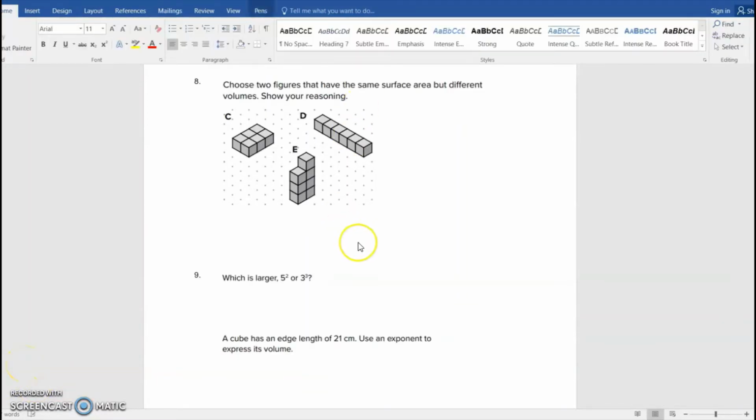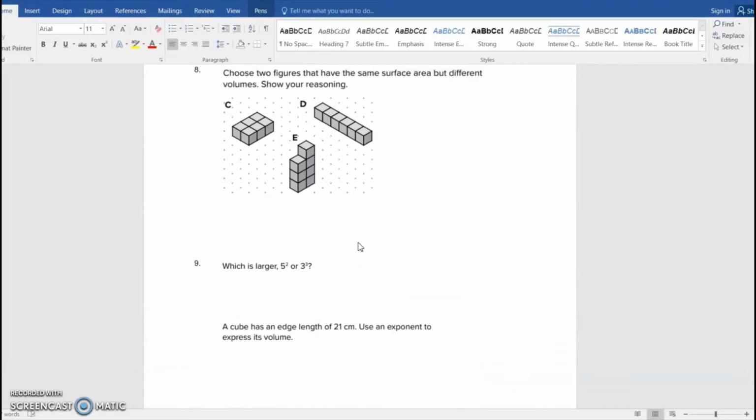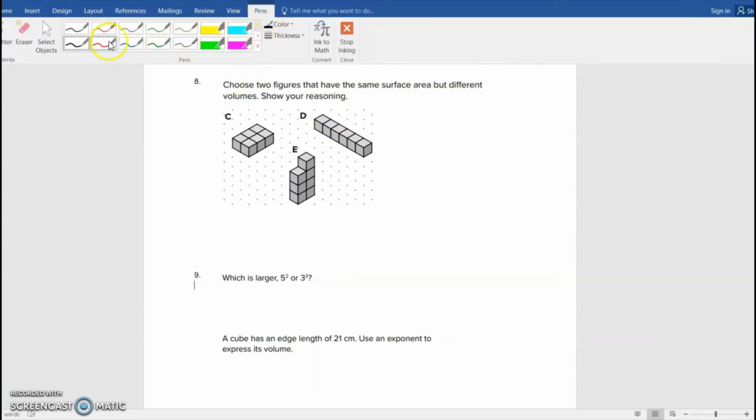Alright, so finishing up here with problems 8, 9, and 10. Number 8 says choose 2 figures that have the same surface area but different volumes and show your reasoning. Okay, so for this one, to make it easy on myself, I'm going to find the surface area of C, D, and E. I'm also going to find the volume of C, D, and E.